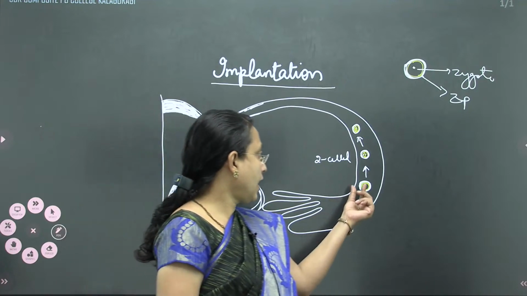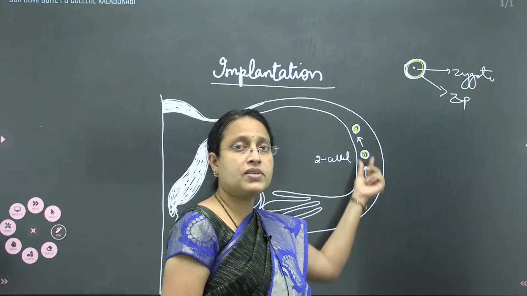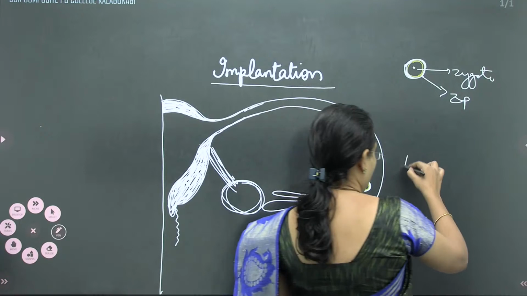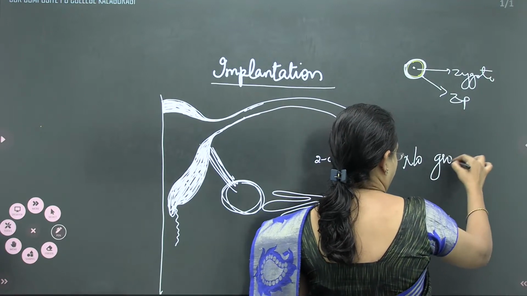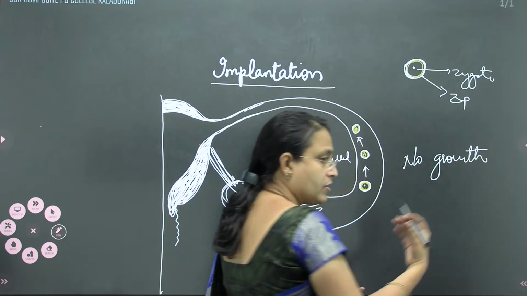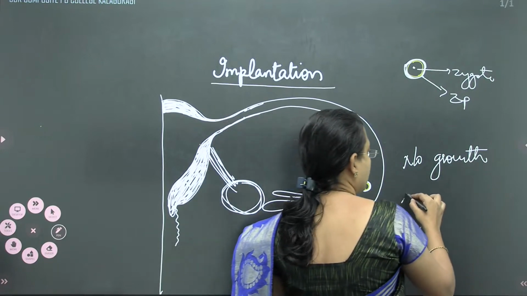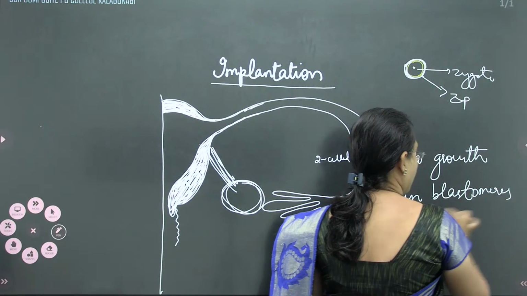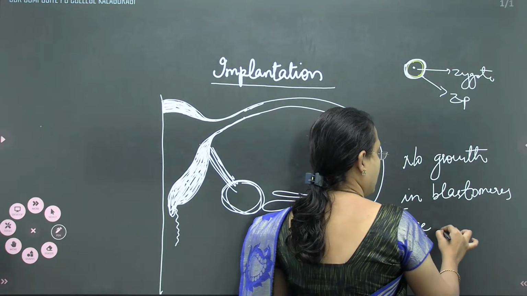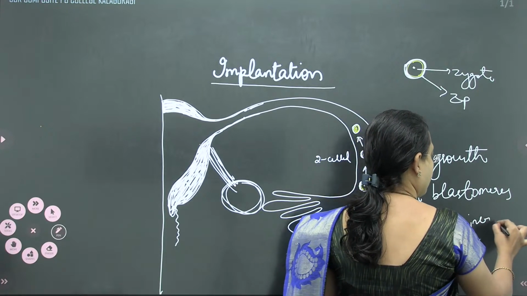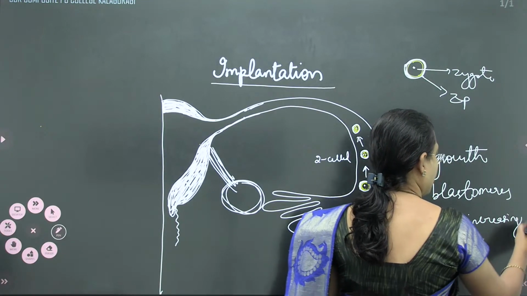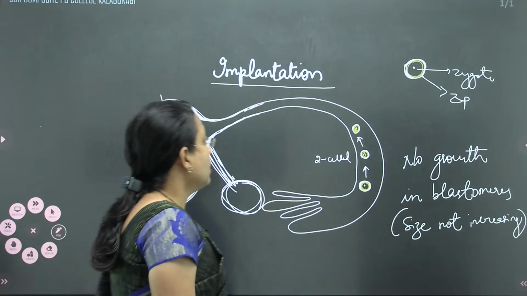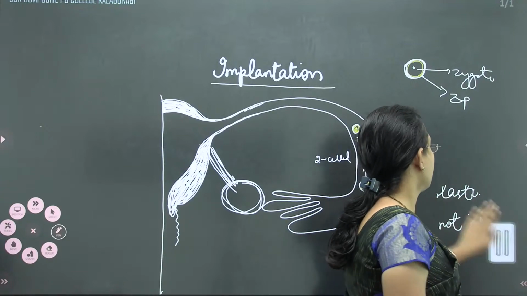You can see that as division is occurring, the size stays almost the same as the zygote, because there is no growth in the blastomeres. They are instead reducing in size compared to the parent cell. So no growth in the blastomeres; their size is not increasing.